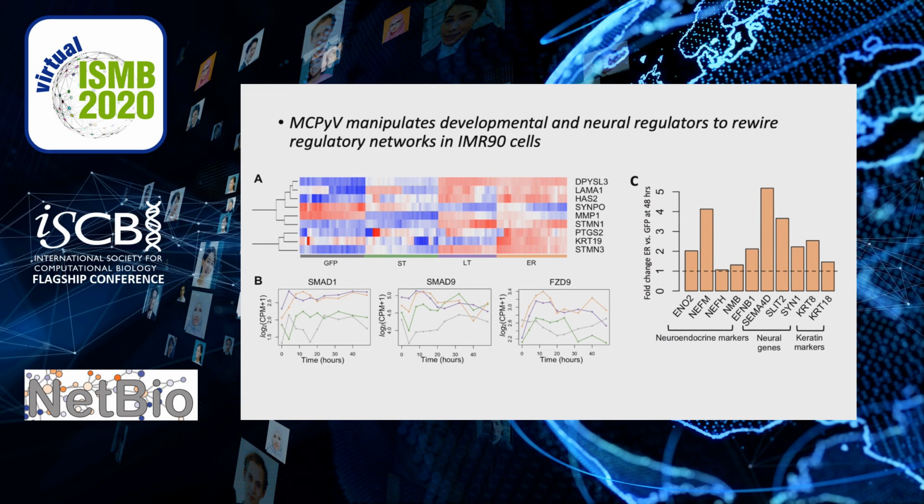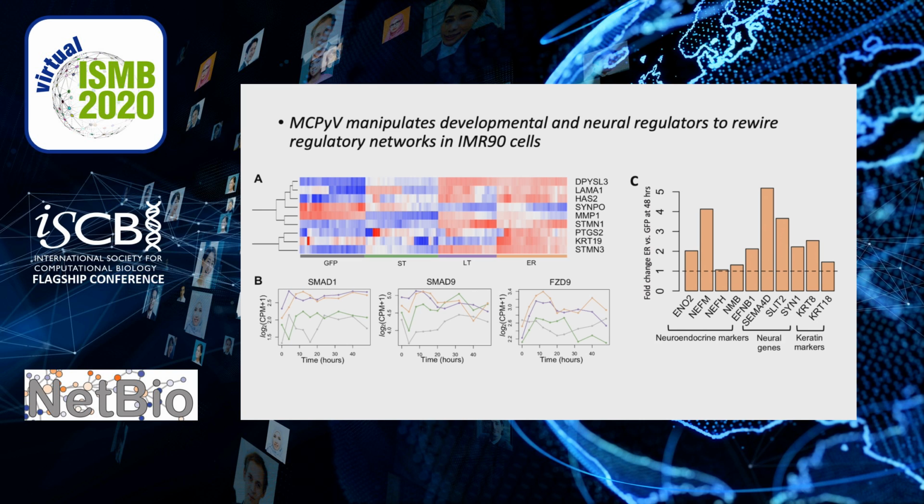Next, we applied model-based clustering to the genes perturbed by ST, LT, and ER, and we found that both ST and LT perturbed genes were enriched for GO terms related to cell migration. We observed that ST activates expression of genes involved in neural cell migration and motility, including DPYSL3 and PTGS2, which are shown in the heat map in panel A, whereas LT significantly upregulates DAPHNE family genes and ECM-related genes, which are known to promote metastasis in cancer cells.